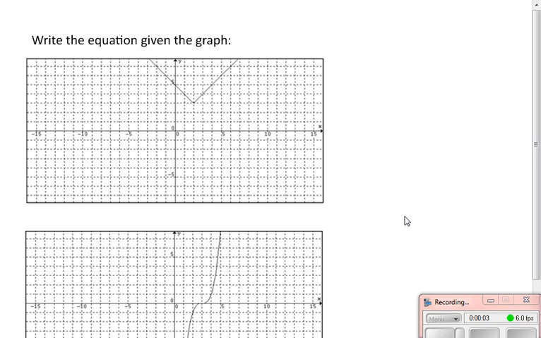All right, so looking at example 5, we are going to do some detective work. We need to write the equation from the graph. So the first thing I do when I look at the graph is figure out who is the parent function. So clearly we have a V shape, so my parent is f of x equals the absolute value of x. So now I think about that expanded form.